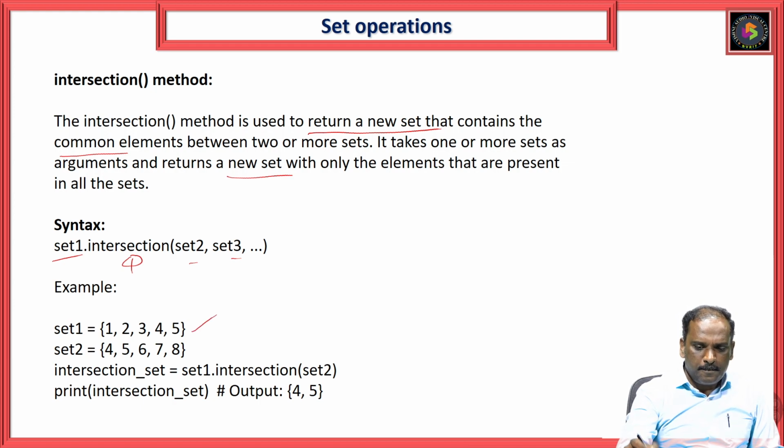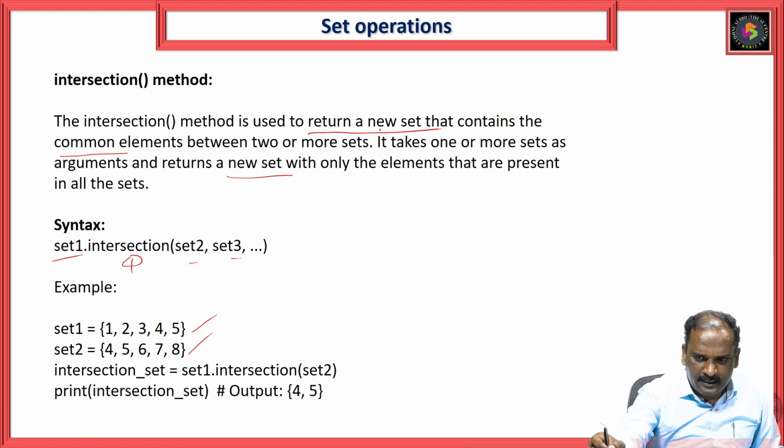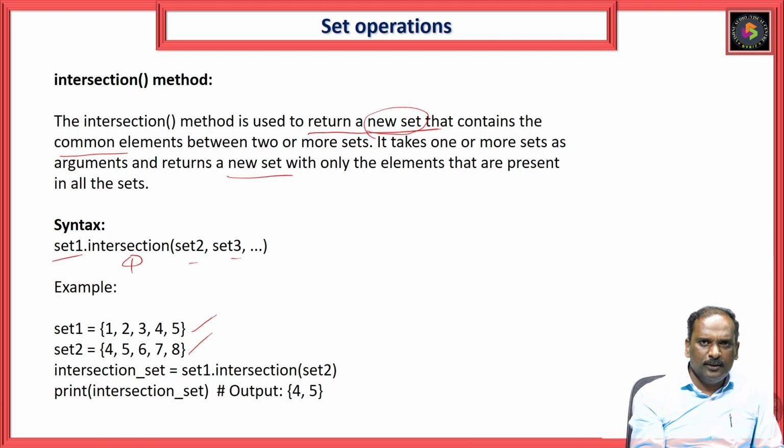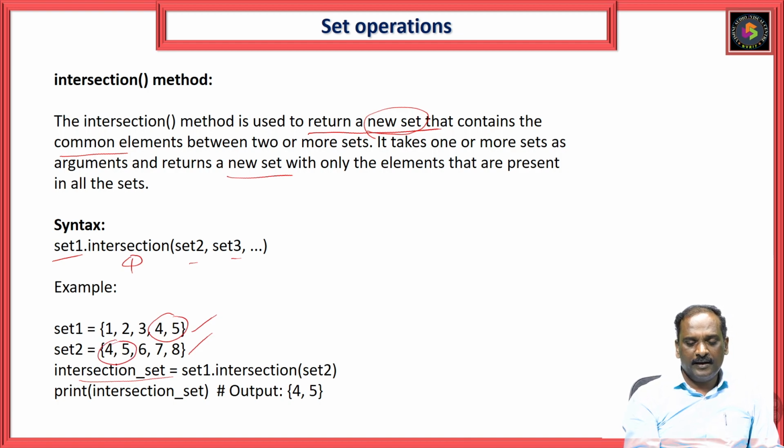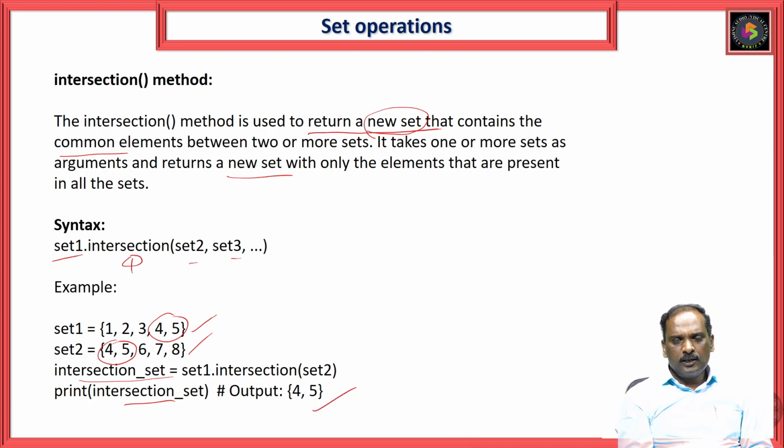Now here is an example. Set 1 is containing 1, 2, 3, 4, 5. Set 2 is containing 4, 5, 6, 7, 8. Now intersection method will return a new set. So I am taking the variable name as intersection underscore set. Set 1 dot intersection. Now which are the common elements here? Common elements are 4 and 5. So when I display this variable name intersection underscore set, then you can see that the elements which are common in the calling set and the arguments are returned to the new set. The new set here I am taking as intersection set. So the output will be 4 and 5.